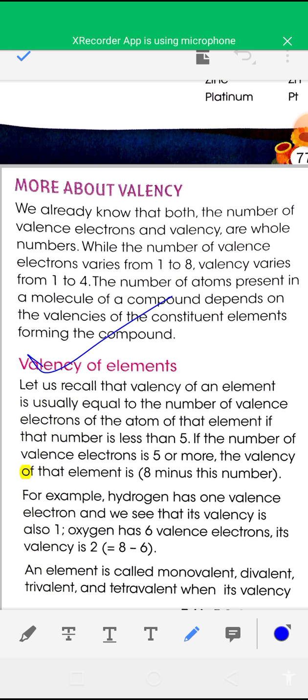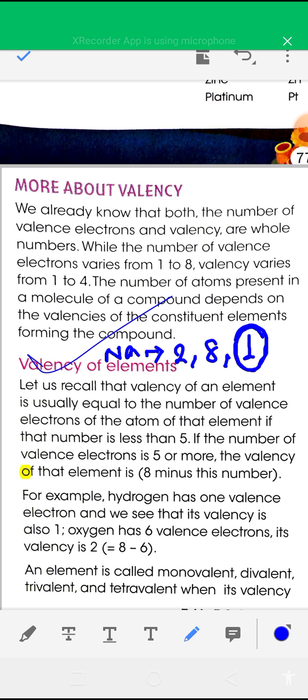Okay, so after writing the electronic configuration, you have to find out the valence shell electrons. What is the number of valence shell electrons? For example, I am writing for sodium. Sodium has a total of 11 electrons. In the first shell 2 electrons, in the second shell 8 electrons, in the third shell 1 electron. So the valency of sodium is 1 because it has 1 electron in its valence shell.